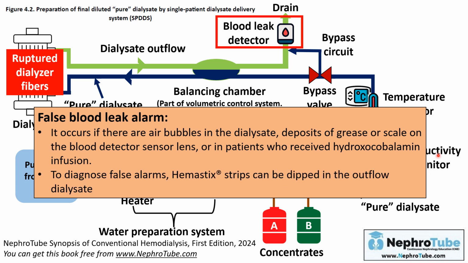To diagnose a false alarm, you can use the hemostasis strips that detect hematuria in the urine. You can use them by dipping them in the outflow dialysate. If these strips detect blood, the dialyzer must be changed because this means that there is actual blood in the drain and the dialyzer is ruptured. And if these strips don't detect any blood, you have to clear the blood detector sensor from the scales or grease, or search for the cause why the blood leak detector gave this false alarm.